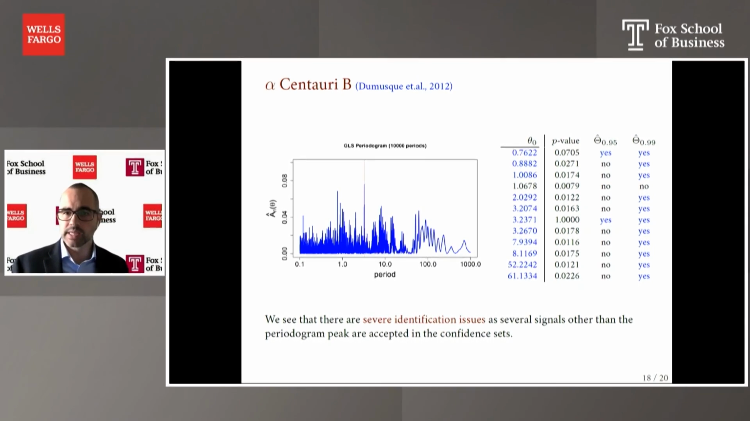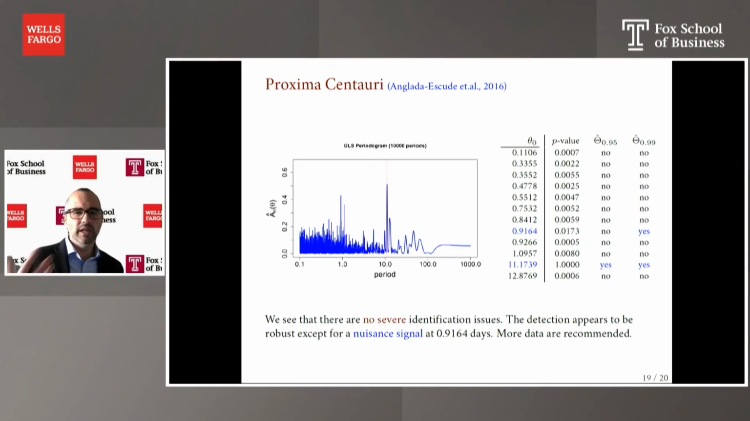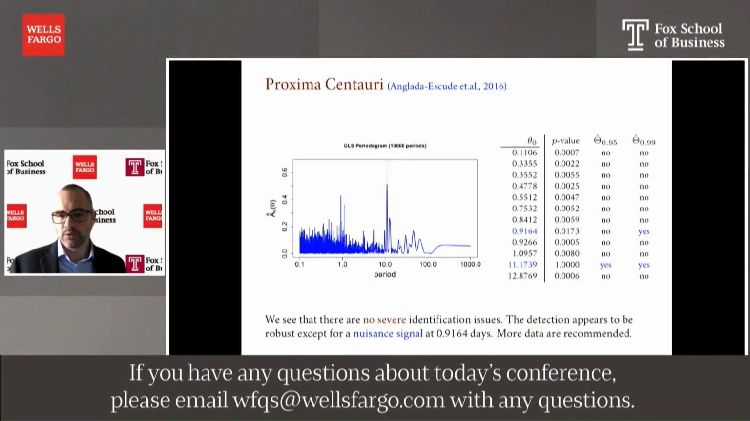And a final example, next slide, please. Again, a discovery in our immediate neighborhood: Proxima Centauri, the third part of that 3-star system. Here the situation is better because the authors reported, again in Nature, a discovery at 11 days. That's the reported period, which is in our confidence set. In our confidence set, however, there's another signal at around 0.9164. It is not rejected at the 1% level. It is rejected at 5%.